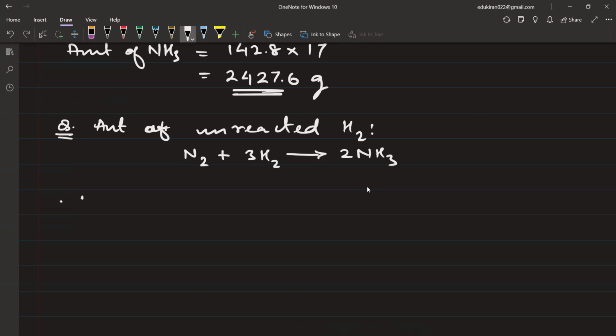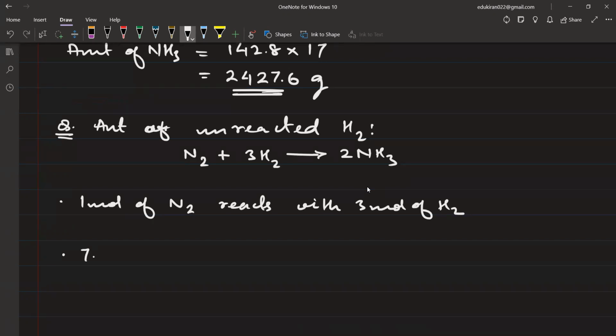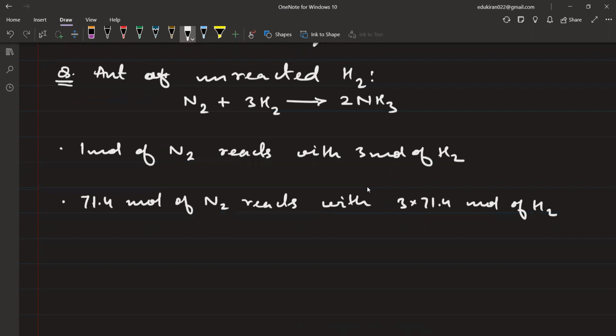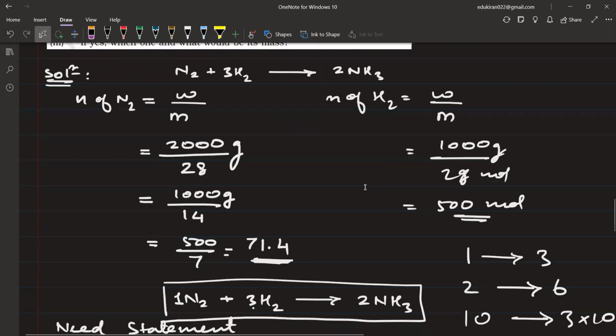Now here, 1 mole of N2 reacts with 3 moles of H2. And then what you have to do? We have 71.4 mole of N2 reacting with 3 into 71.4 mole of H2. This is 214.2, and 500 is there, right?